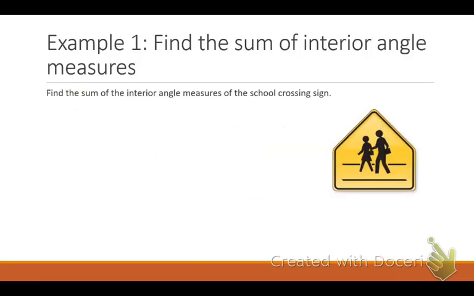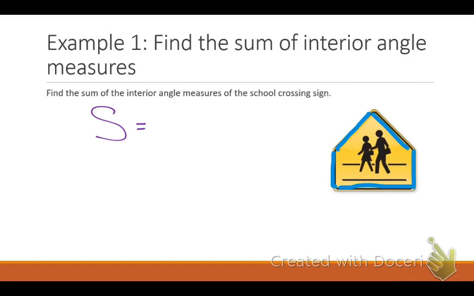Okay, so in example 1, we see a crossing sign, but guess what? It's still a polygon because it matches my criteria, okay? So find the sum of the interior angle measures. Well, in order to find the sum, I have to know how many sides are on the figure. Is that something I could count? Absolutely. All right, so let's count them together. 1, 2, 3, 4, 5. That's a 5-sided figure. So I come over to my formula.